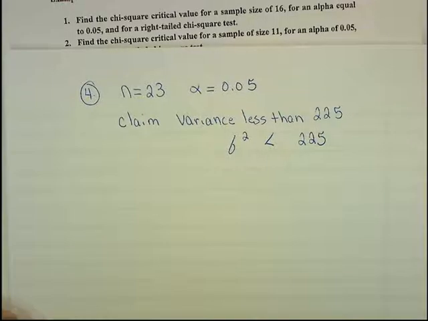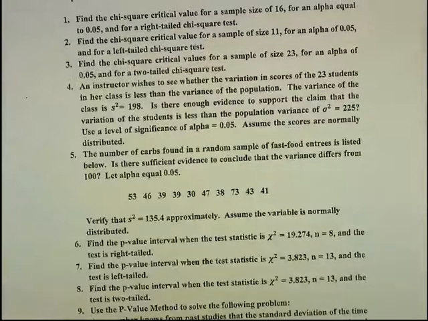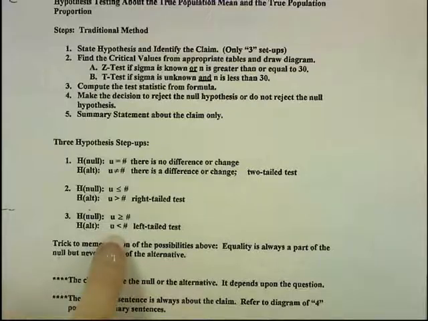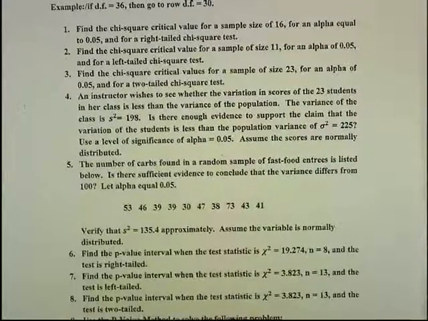When you go to look for that symbol on your sheet, you would see that less than is going to be a left-tailed chi-square test. Here's your sheet. And even though it has mu, you can still think of that as sigma squared less than. Notice how I'm not using the calculator very much because the calculator is not helpful this time.